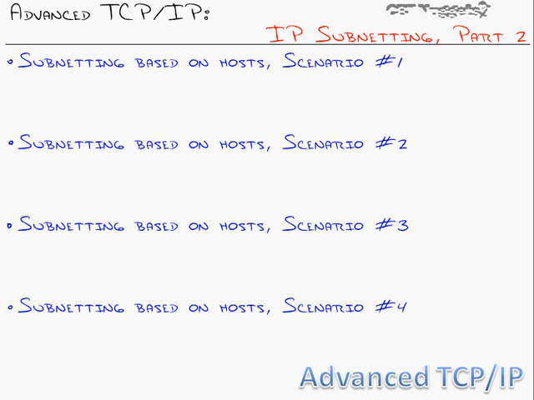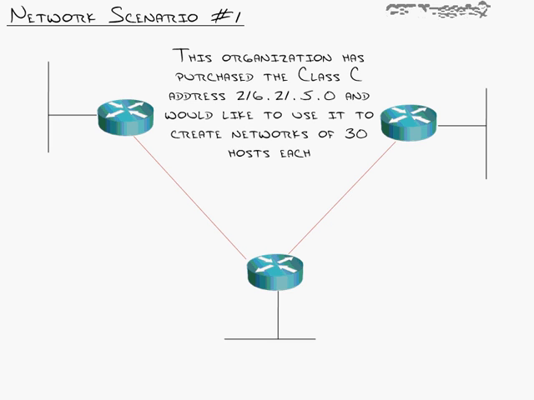So let's get going. I'd like to start things off with a network scenario that's very similar to the one that we started the previous video with so that you can see the differences. We have an organization that's purchased a Class C address, again 216.21.5.0, and would like to use it to create networks of up to 30 hosts each. So if you think back, before, we were trying to work through this scenario based on creating 5 networks. 1, 2, 3, 4, 5. But this scenario says I would like to create networks of 30 hosts each. So they're more focused on the number of hosts per network rather than the number of networks.